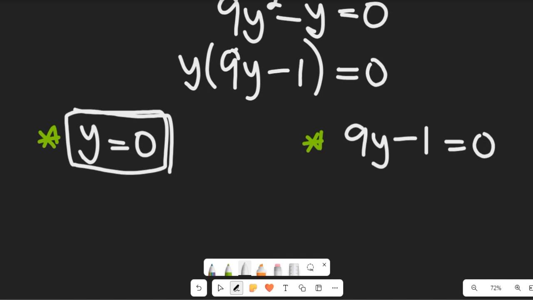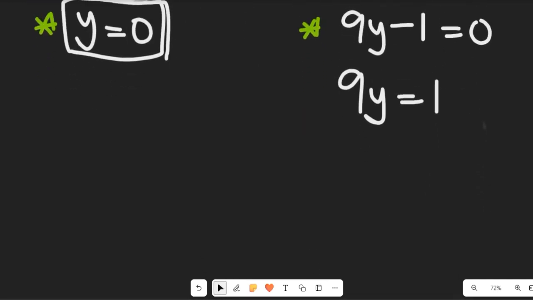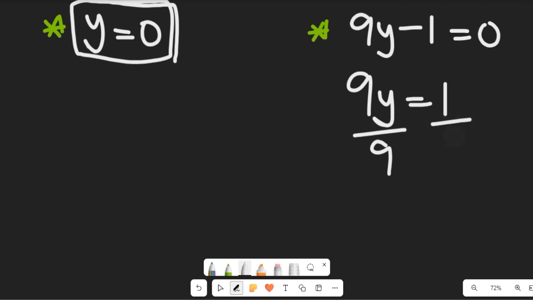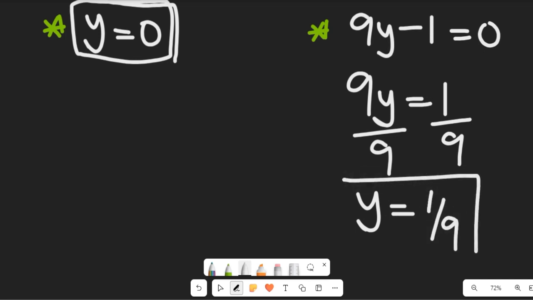So y equal to 0 is a solution to that exponential equation given to us. And if we simplify the second case, we are going to have 9y equal to 1. Dividing both sides by 9, our y will be equal to 1 divided by 9. And that is the second solution to that exponential equation given to us. So we have the value of our y to be equal to 0 and y to be equal to 1 divided by 9.